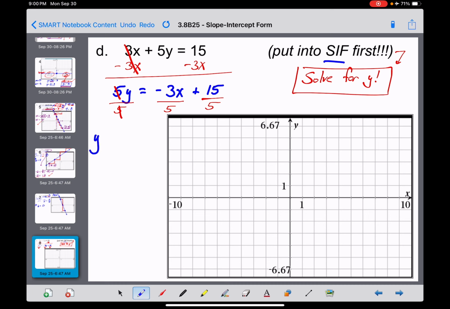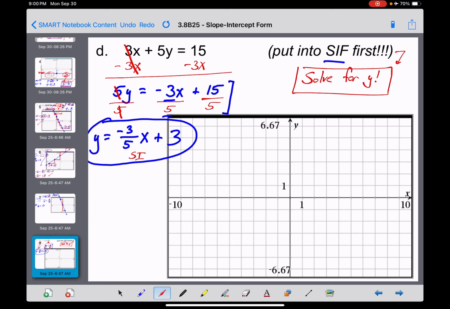We end up with y equals. Now, negative 3 does not divide at all by 5, so we just leave it as a fraction. Negative 3 over 5x. And then plus 15 divided by 5 is going to get us a 3 at the end of that. So here's that equation, you guys, in slope-intercept form. Might even want to write that down. We got it to SIF. So what is our slope, everybody? That is going to be negative 3 over 5. What's our y-intercept? That's the positive 3 at the end, and that's all we need to graph.